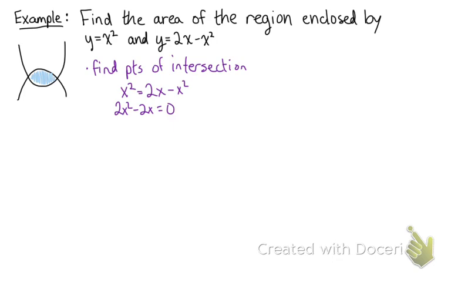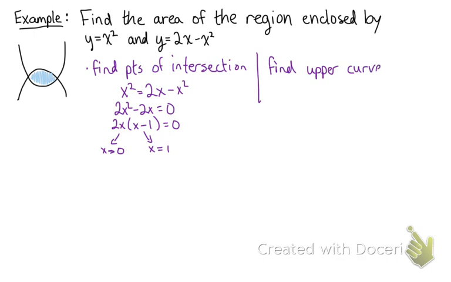Move everything to the left, factor, and we get x equals 0 and x equals 1 as the two x values. So the left-hand x value is x equals 0 and the right-hand x value is x equals 1. Now I need to know which curve is on top. From the picture it looks like the 2x minus x squared is on top, but just to be sure, we're going to find the upper curve. So pick an x value in between the numbers we just found.